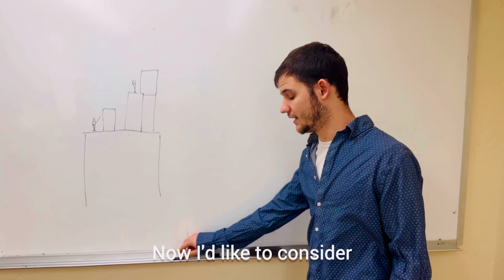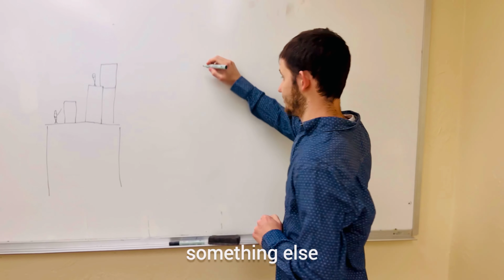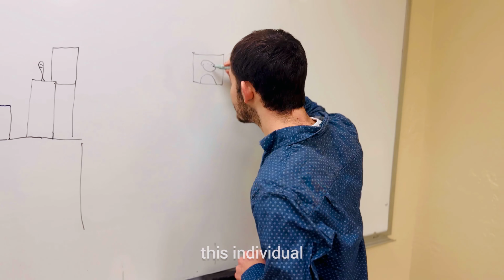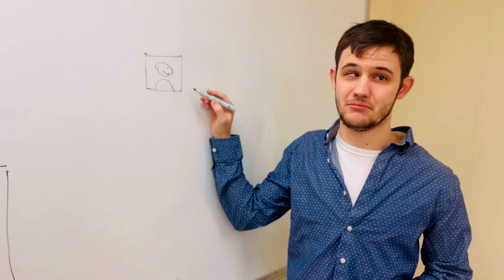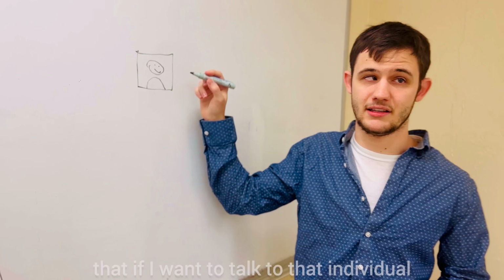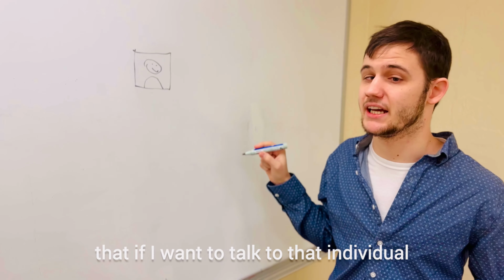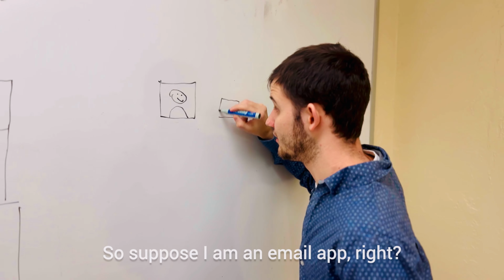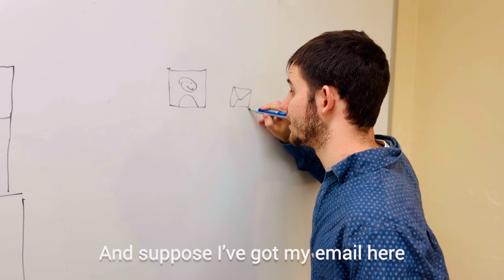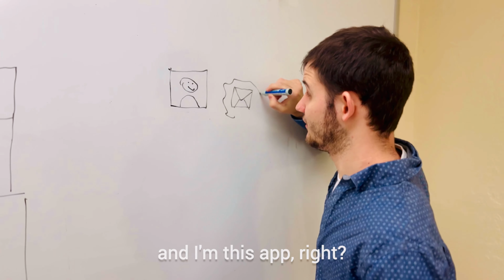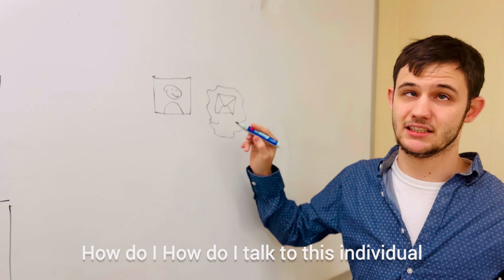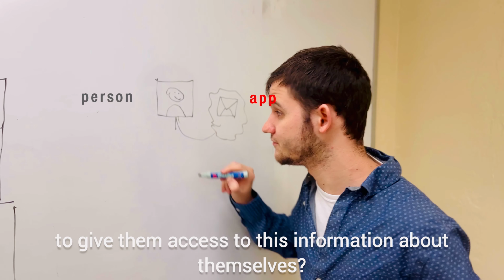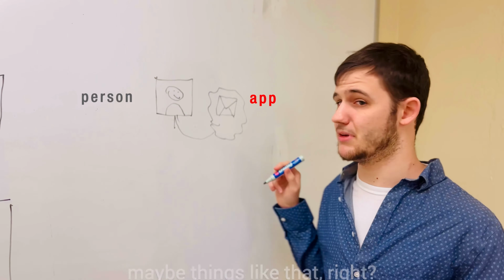Now I'd like to consider something else. We have in the middle here this individual, right? And there's a box written around them because that box is kind of the way that if I want to talk to that individual, I can do that. So suppose I am an email app, right? And suppose I've got my email here, and I'm this app, right? How do I talk to this individual to give them access to this information about themselves? Maybe they're emails that they received from other people, maybe things like that, right?